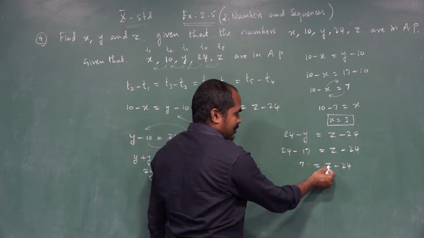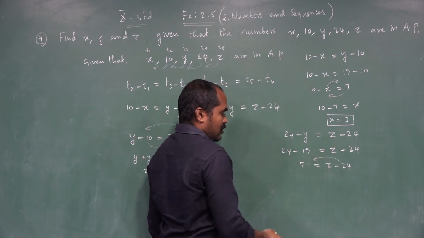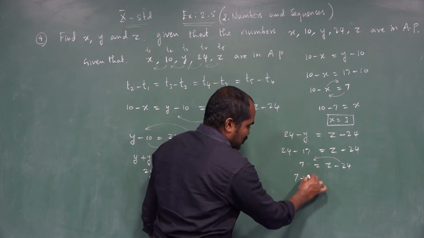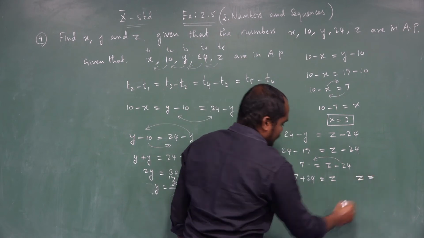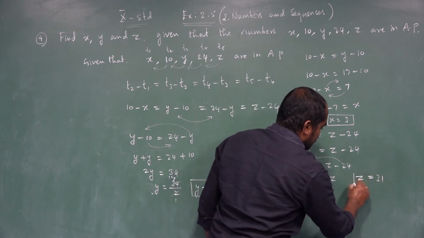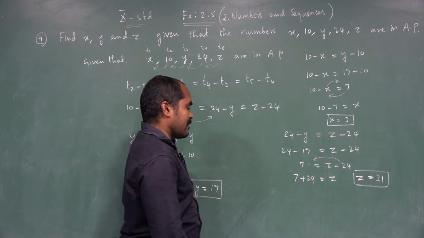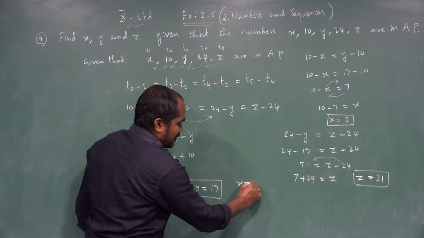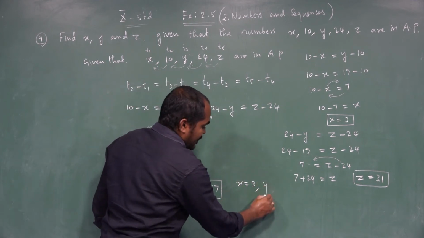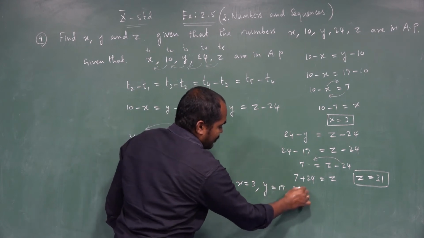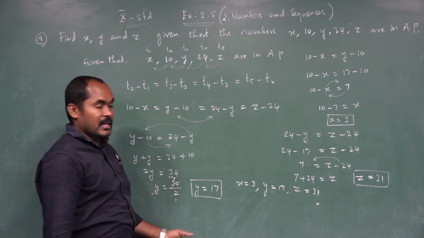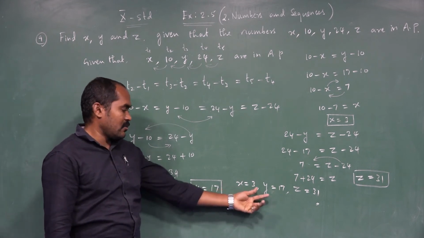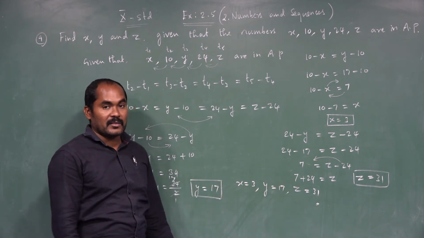So we need the z value. So send this 24 to the left. We get 7 plus 24 equal to z. Therefore z is equal to 31. Hence the value of x is 3, the value of y is 17, and the value of z is 31. So these are the unknown numbers.